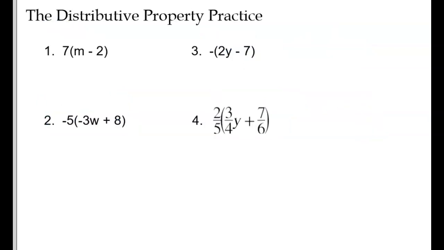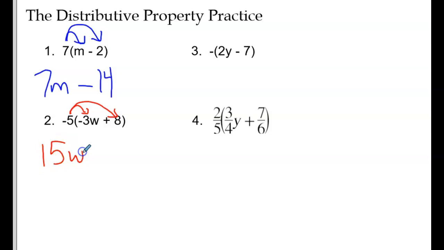All right, here's some for you to try on your own. For number 1, I'm going to multiply 7 times m, 7 times negative 2. 7 times m is 7m. 7 times negative 2 is negative 14, so 7m minus 14. For number 2, negative 5 times negative 3w, negative 5 times positive 8. Negative 5 times negative 3w is positive 15w. Negative 5 times positive 8 is a negative 40, so I'm going to write minus 40. 15w minus 40.